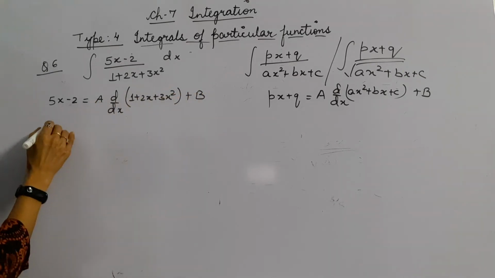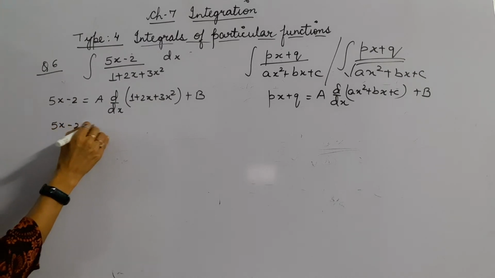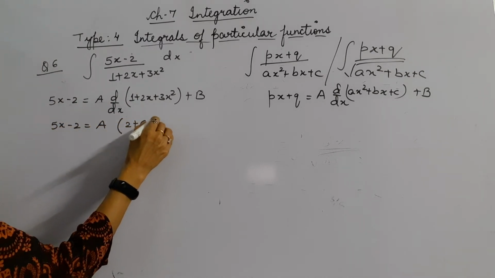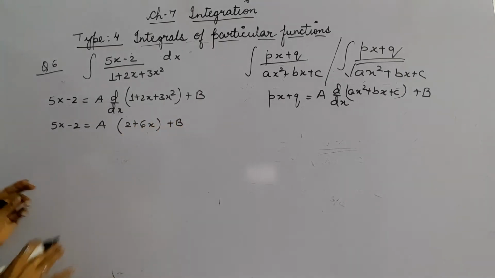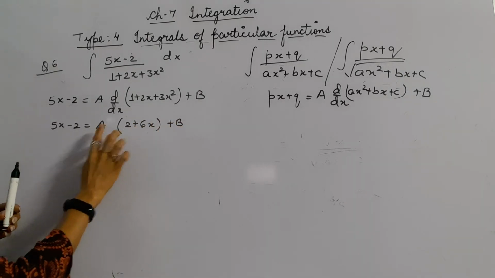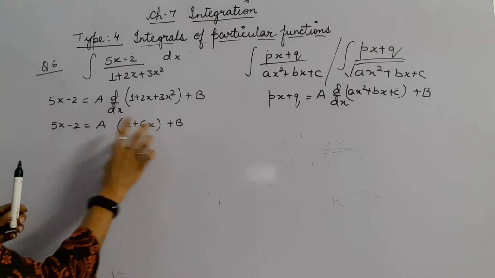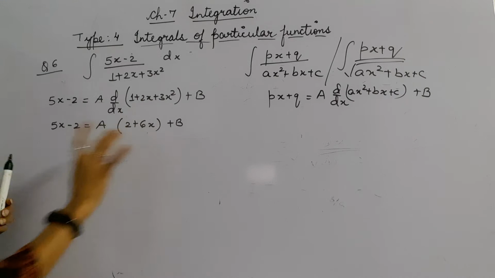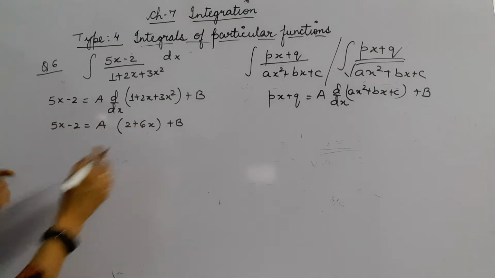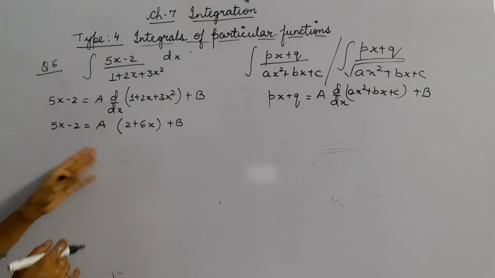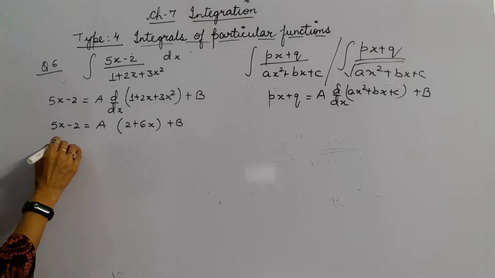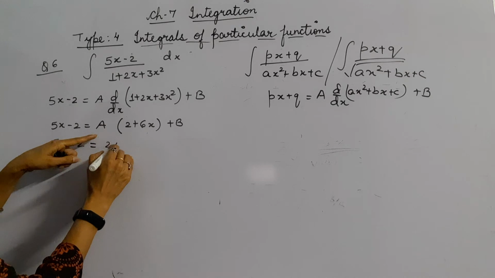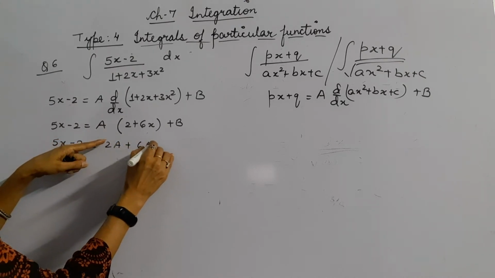So I'll be differentiating it: 5x minus 2 equal to a times 2 plus 6x, plus b. What I need to do here is calculate the values of a and b, and then put those values here and integrate. So let's calculate the values of a and b by comparing. How will you compare? You just simplify it. 5x minus 2 equals 2a plus 6ax plus b.